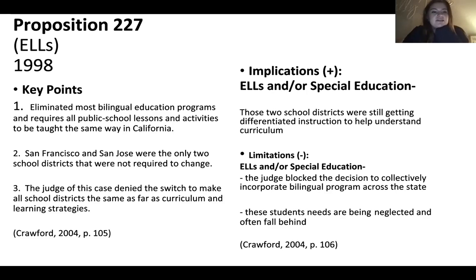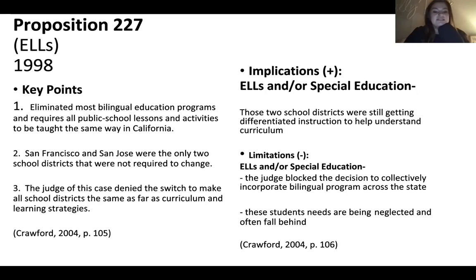Proposition 227, this is for ELLs, and the date was 1998. Some key points are that it eliminated most bilingual education programs and requires all public school lessons and activities to be taught the same way in California. San Francisco and San Jose were the only two school districts that were not required to change.